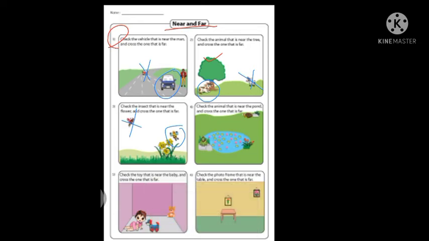Clear everyone? Okay, then next one students, here we have to check the animal that is near and cross out which is farther, right? Is it clear?